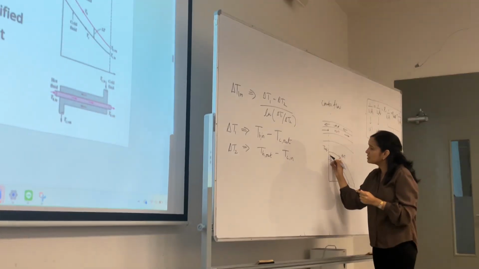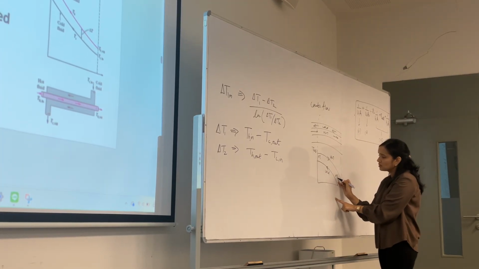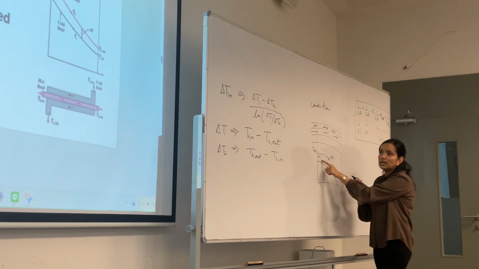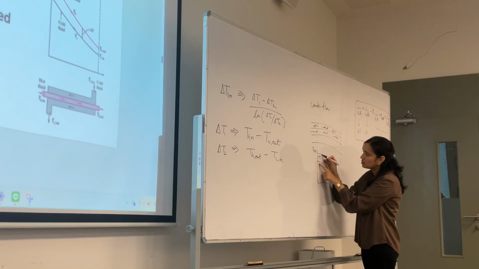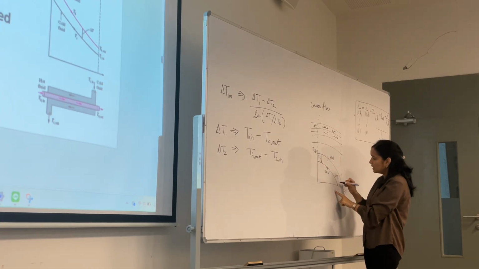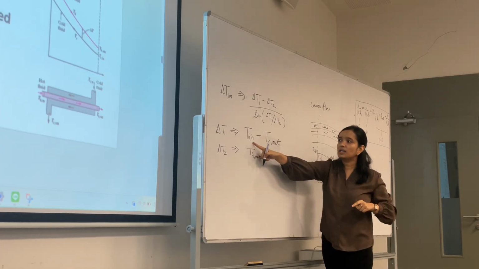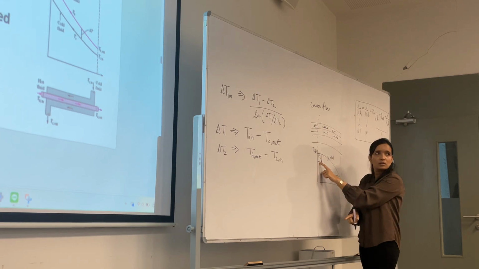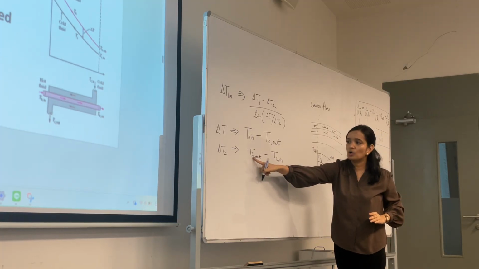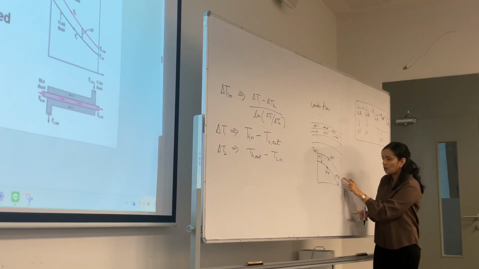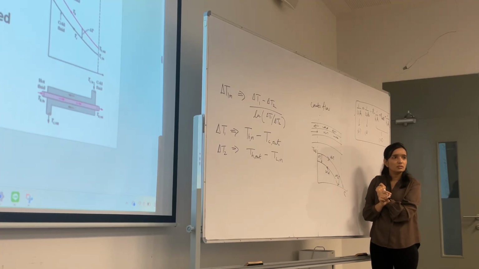Your delta T1 is this, and your delta T2 is this. So what is delta T1? Delta T1 is hot in, cold out. This is your delta T1. This is your delta T2. Delta T2 is hot out, cold in. Hot out, cold in. Understand?